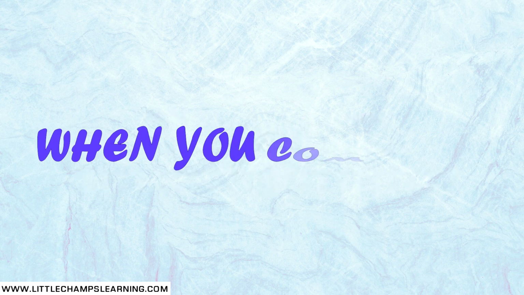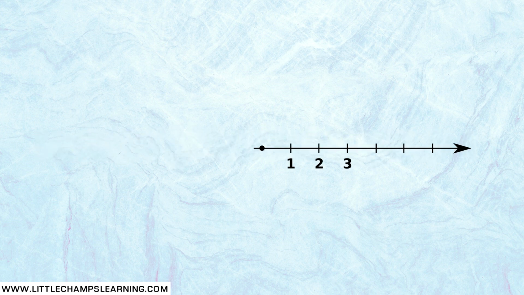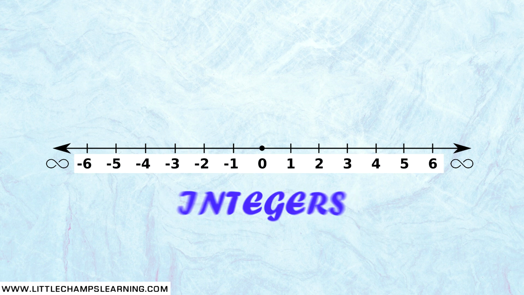By the way, when you combine all the numbers like 1, 2, 3, and so on up to infinity, and -1, -2, -3 and so on down to infinity, and the number 0, the entire set of numbers gets a special name in math. They are called integers.